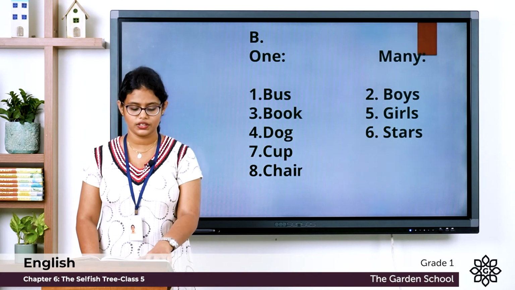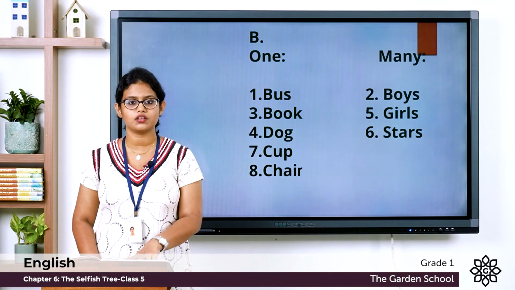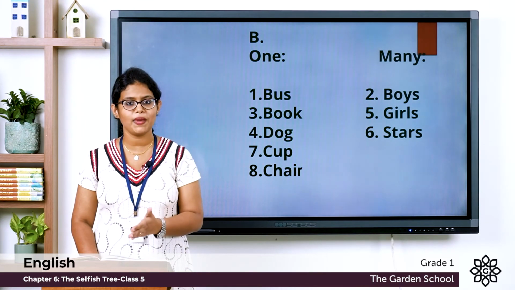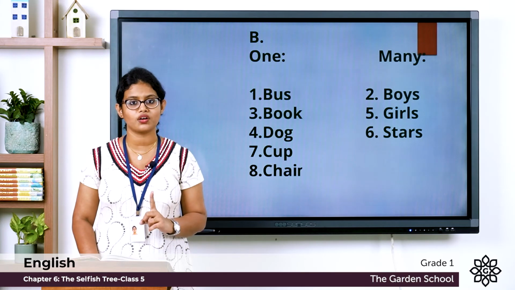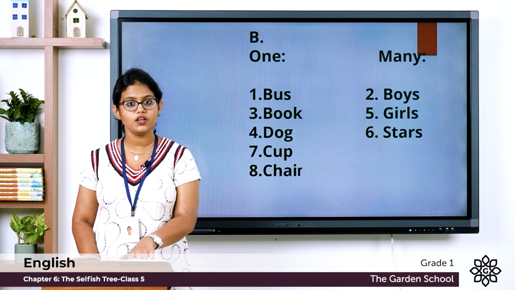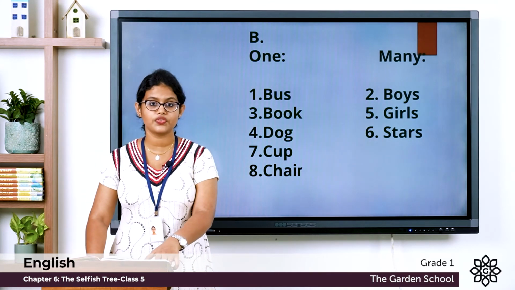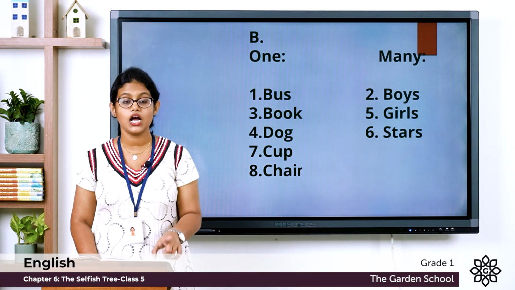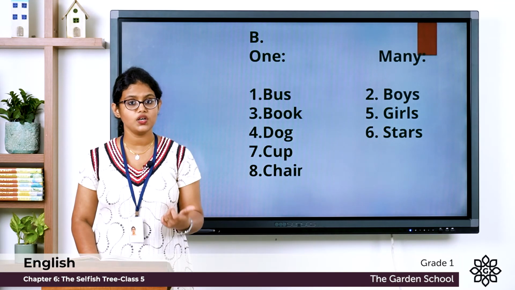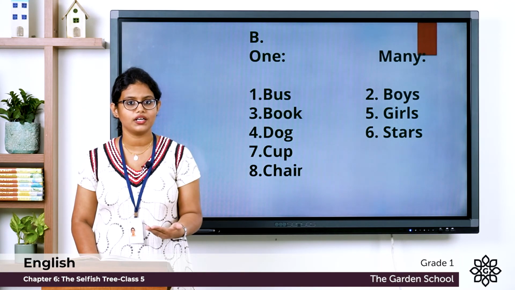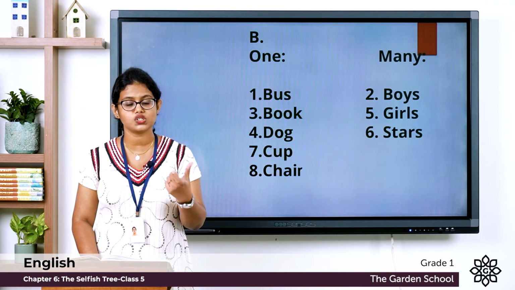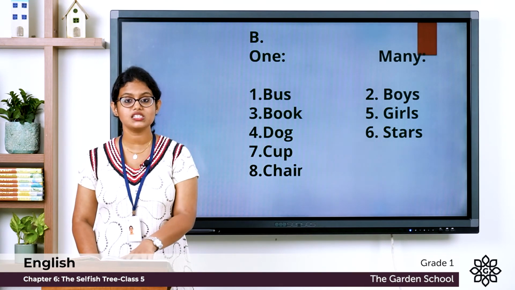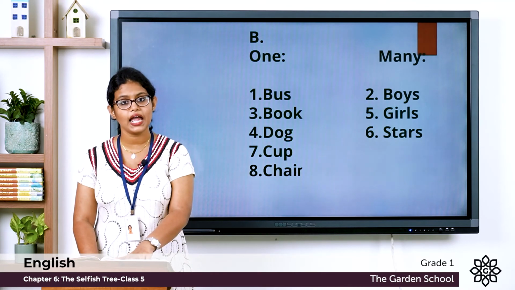What about the fourth one? The dog is sleeping. So, which is the naming word here? Dog. 1 or many? It is just 1 dog. So, you can write there O. What about the fifth one? The girls are singing. Which is a naming word here? Girls. So, is it 1 or many? It is more than 1. You can see S at the end of the word girl. So, it is more than 1. So it is many. So you can write there M.